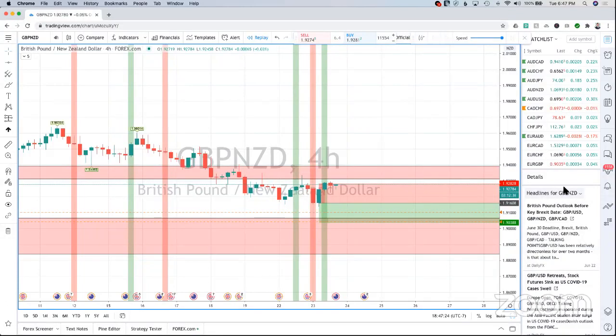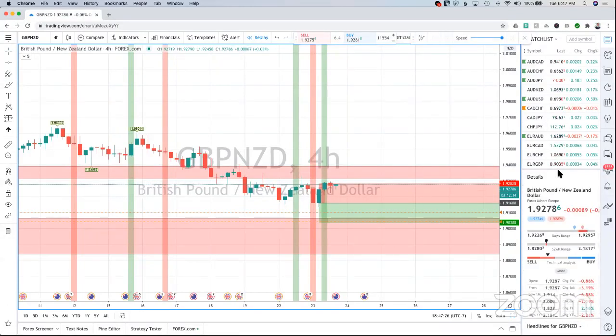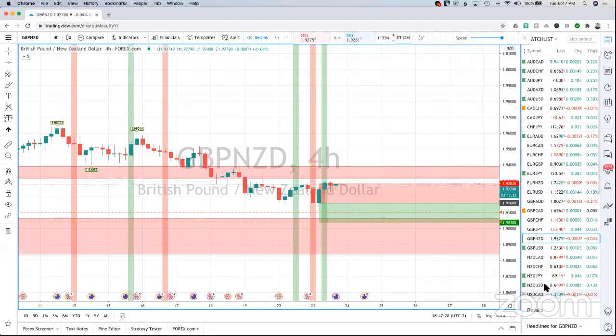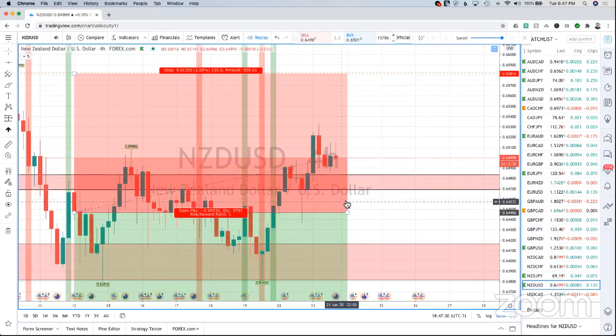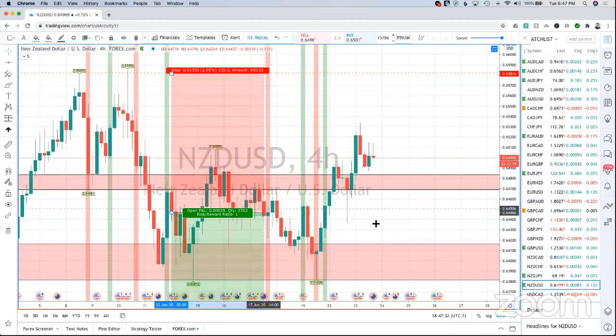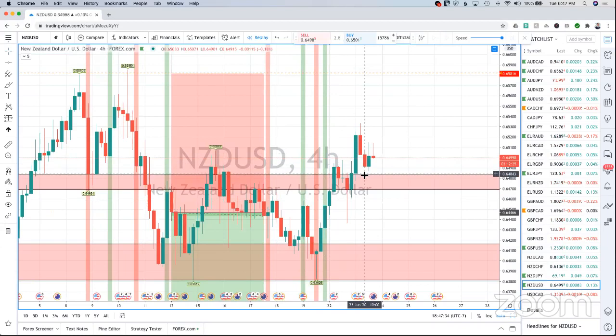But I know some other people were in NZD USD too. If you look at the same here, this shot up too for whatever reason. I don't know why. Right here, it shot up because the NZD was actually, no, it shot down. So this was from today.